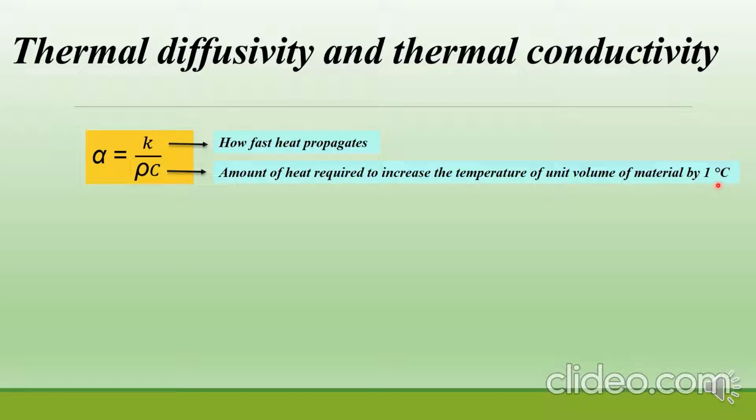That means that how much of the heat is going to get transferred through my system is given by K. But how much heat is required in trying to increase the temperature is given by the denominator.